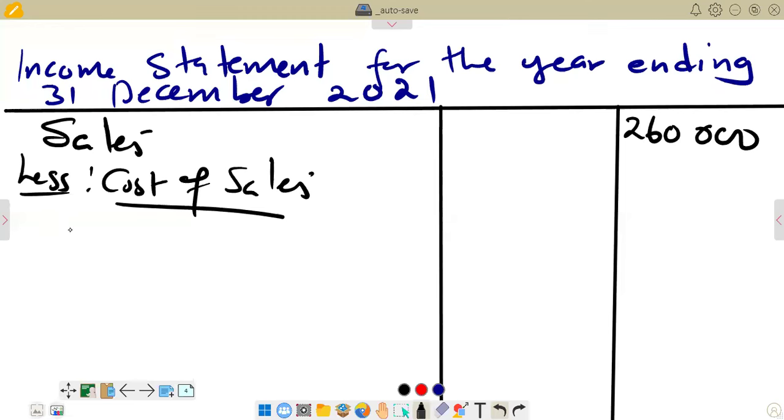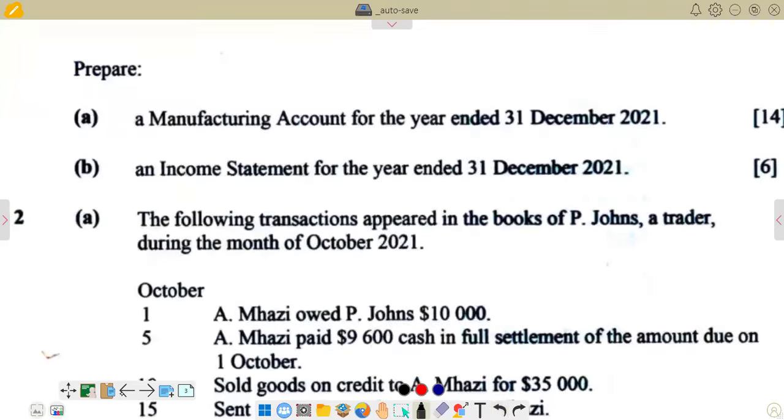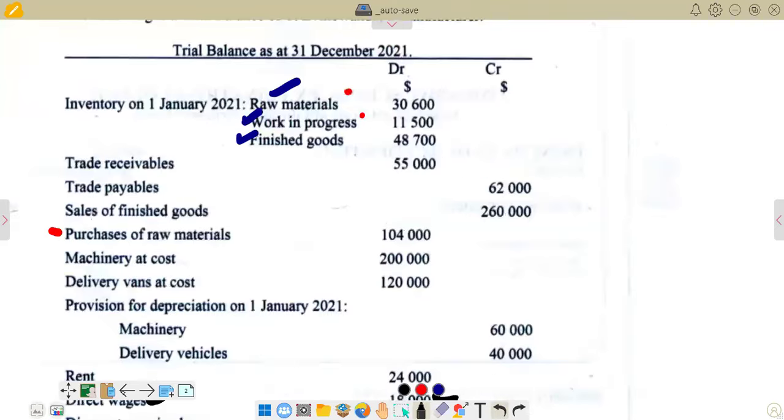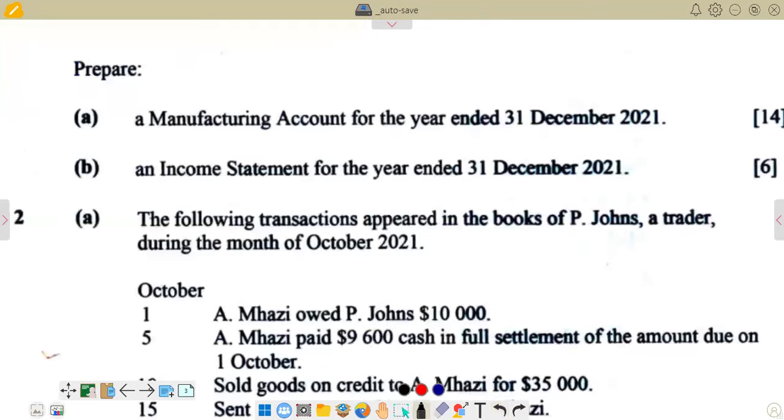Basically, here we are going to say opening stock, and it has to be opening stock of finished goods. So we come here and check what we have in terms of our opening stock of finished goods. We're given it here, 48,700.